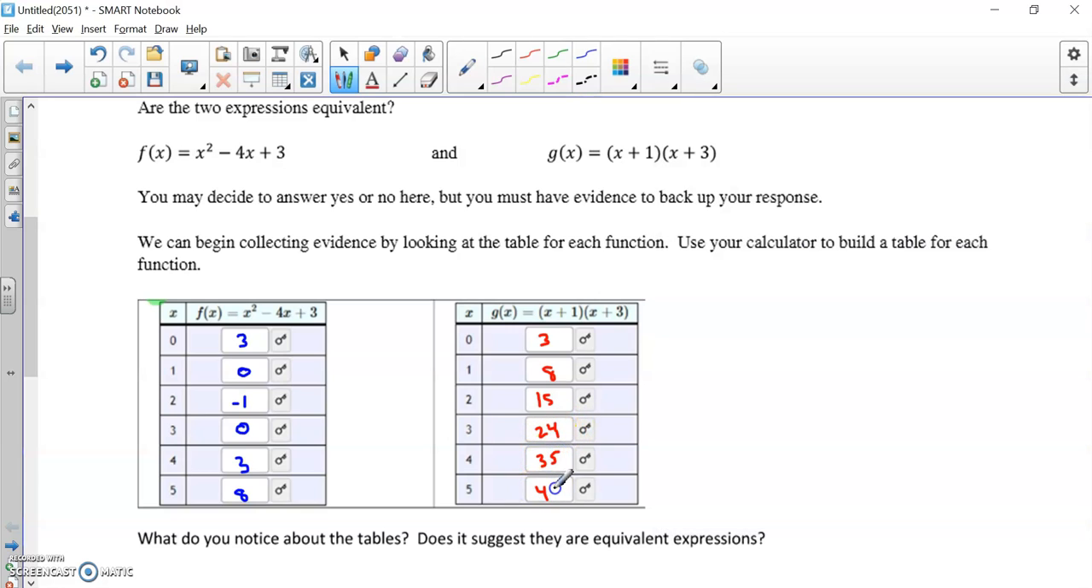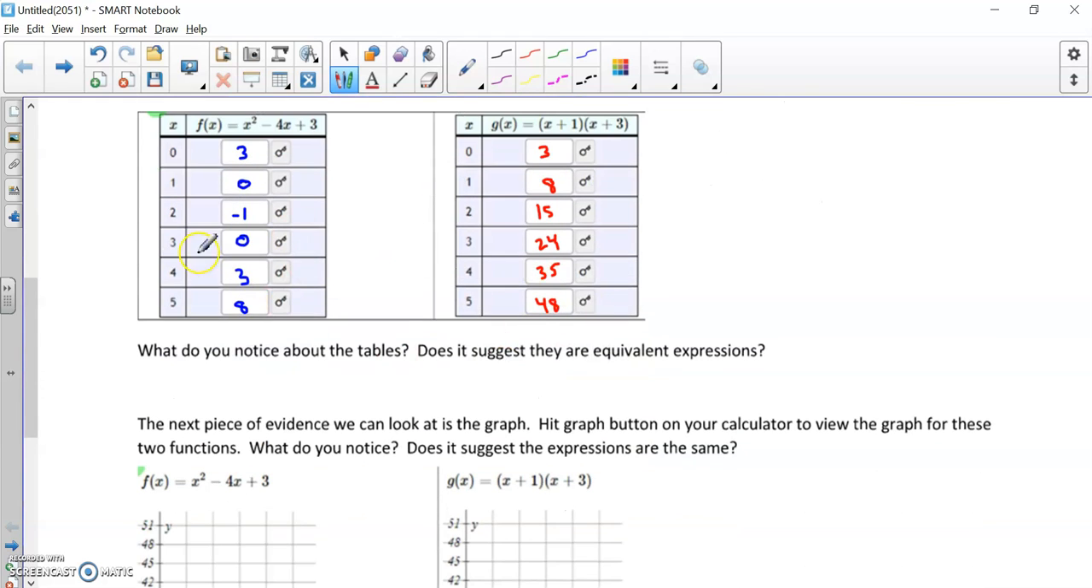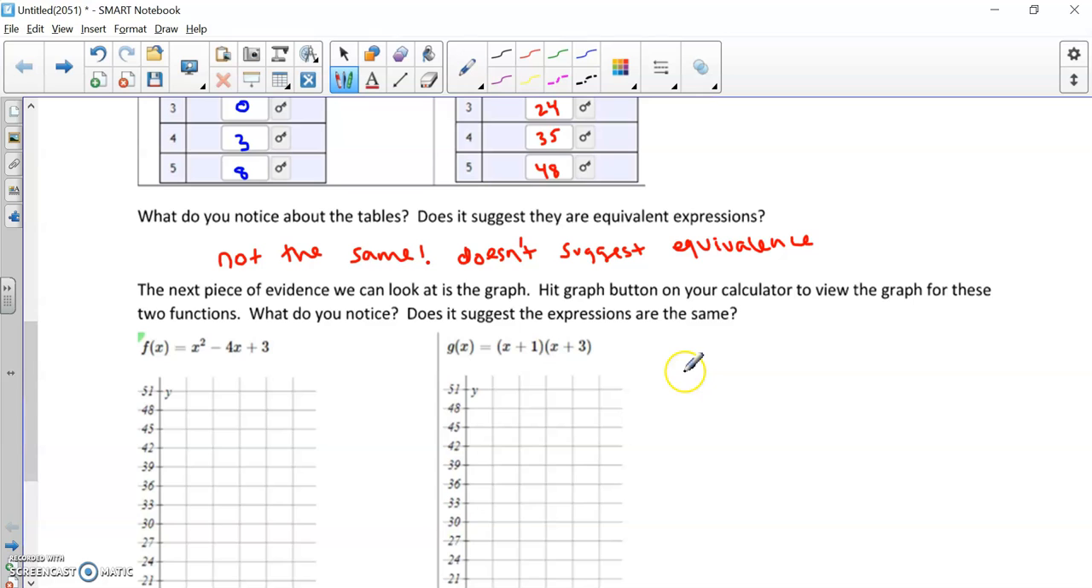Alright, so now that we have our tables, we can look at these and say, well, these obviously are not the same. So they probably are not equivalent. Okay, the table doesn't suggest equivalence. Alright, so now it's time to go ahead and make the graphs.